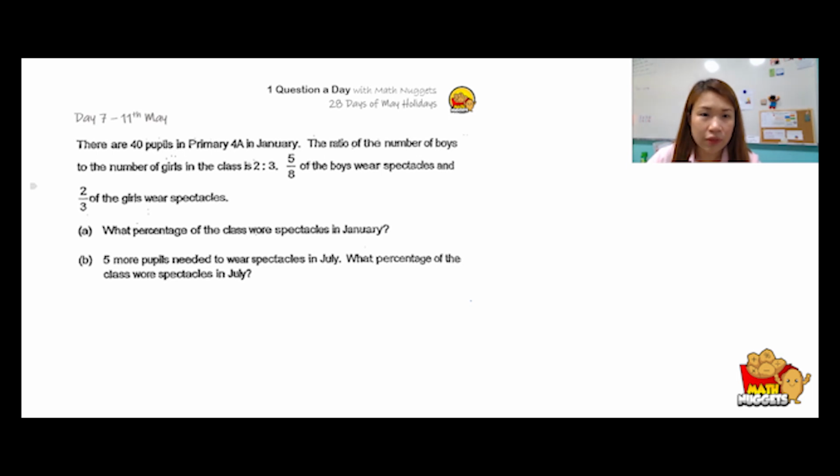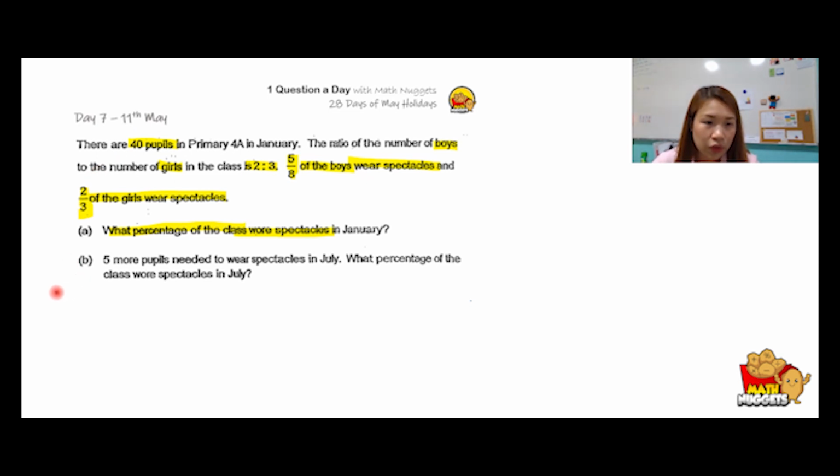So now this is day 7. We know that there are 40 pupils in total. We know the ratio of the number of boys to the girls is 2:3. We know that 5/8 of the boys wear specs, and we know that 2/3 of the girls wear specs. So part A is asking us what percentage of the class wore specs in January.